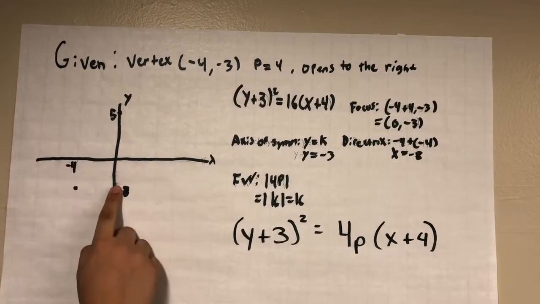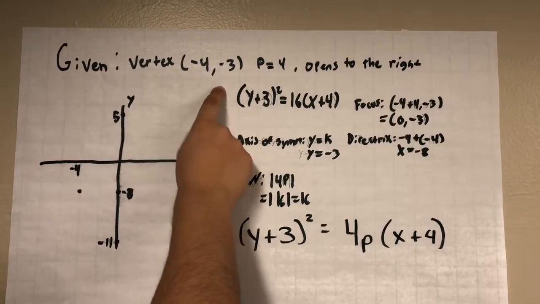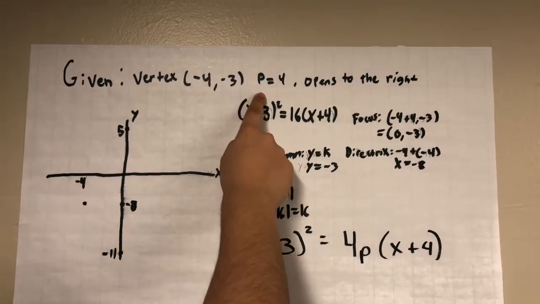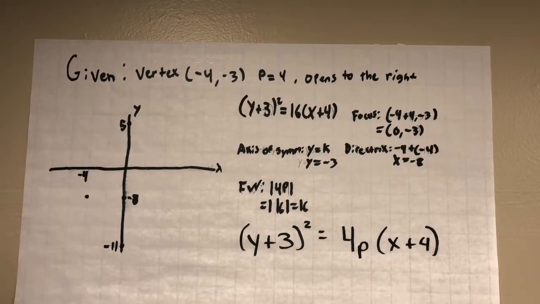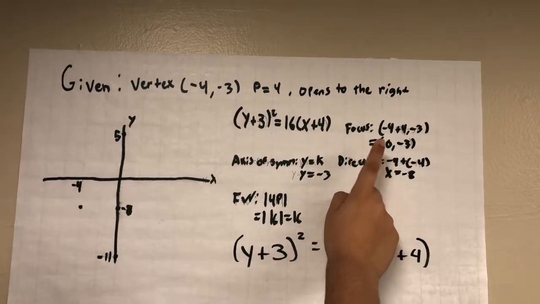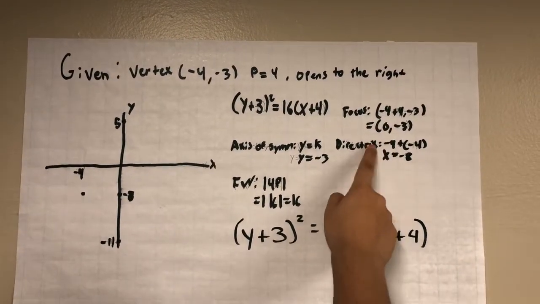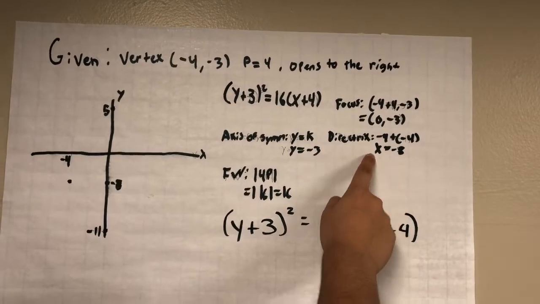The first step to solving this problem is analyzing the givens. You were given a vertex of -4, -3, p equals 4, and opens to the right, so you know its orientation. To get the focus, you simply add 4 to the h from the vertex. To find the directrix, you do the opposite. You subtract 4 from the h from the vertex.